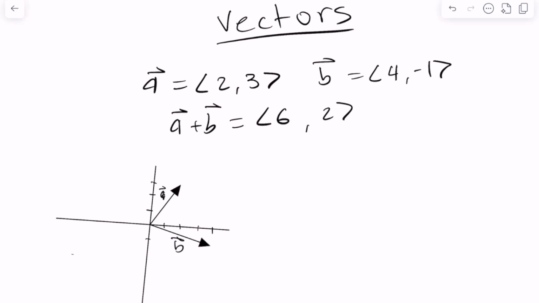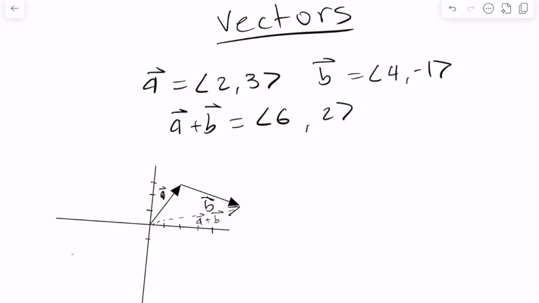Well, there's something called tip to tail, which is how you add. So what you do is you take your vector B, and you could add vector A to vector B or vector B to vector A. It'll be the same thing because addition is commutative. But if we take our vector and we place the tail of vector B onto the tip of vector A, so just the arrow of vector A, this resulting vector from the origin to the tip of the second vector, this is vector A plus B.